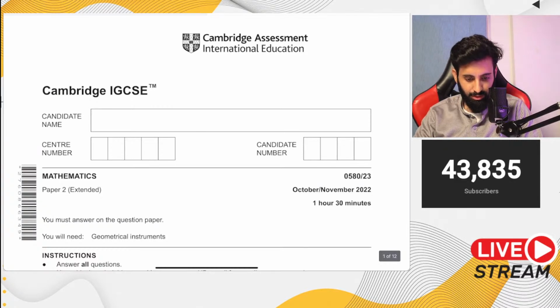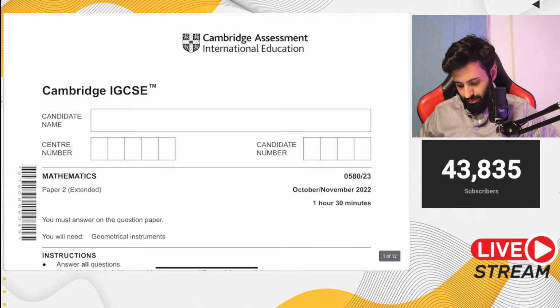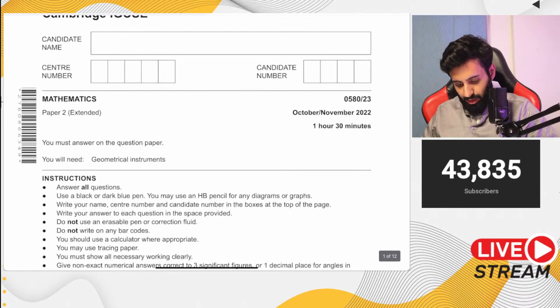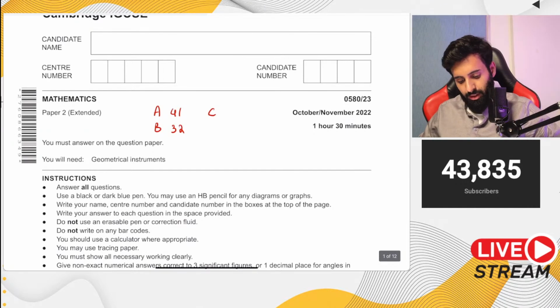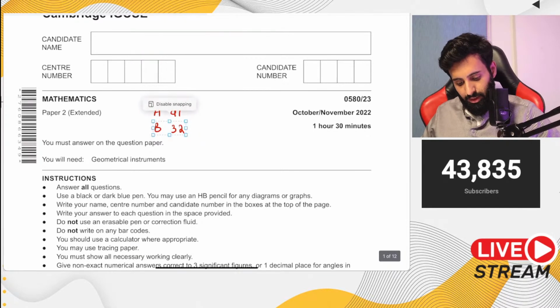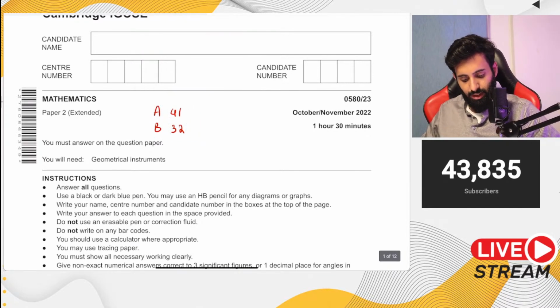Oh no, I'm looking at the wrong threshold. Yeah, here it is. November 2022, IGCSE, paper 23. So in this, A is on 41 out of 70, and B is on 32 out of 70, and C, don't even look at it. So this is the threshold for this paper. A on 41 and B on 32. That's the reason why I decided to do this paper.